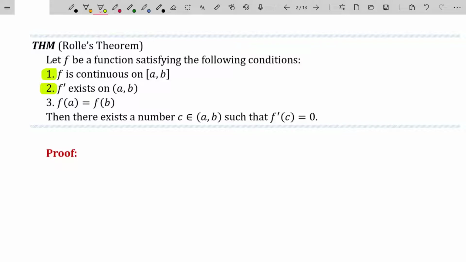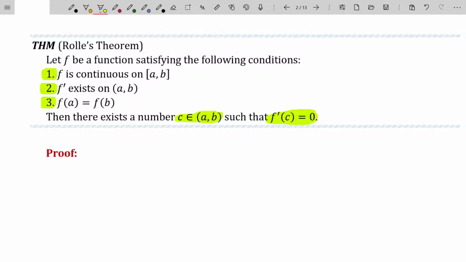And then finally, the last condition, so we have continuity on the closed interval and differentiability on the open interval, and finally, that the endpoints have the same height. Then Rolle's theorem states there must be a number c in that open interval a to b such that f prime of c is equal to 0. There might be multiple points, by the way, just like in that first example that we did, but there's at least 1 point where the derivative is going to be 0.